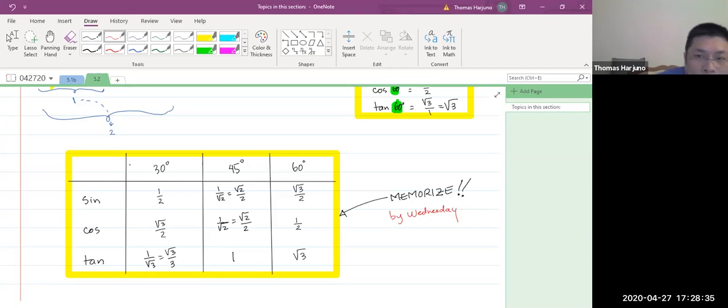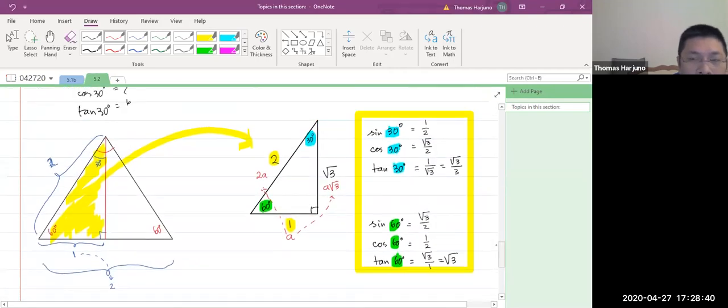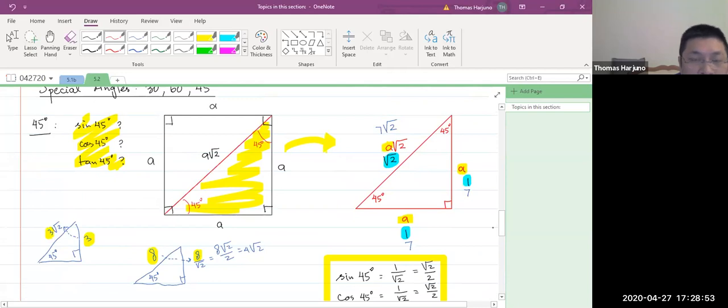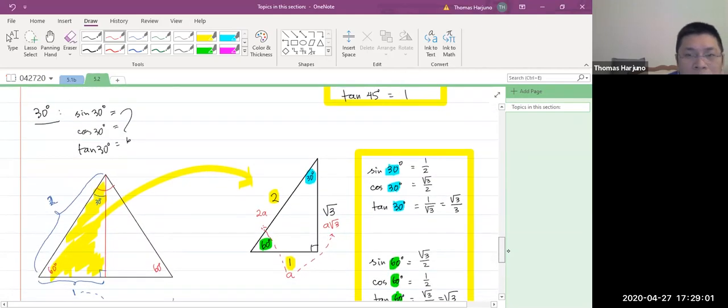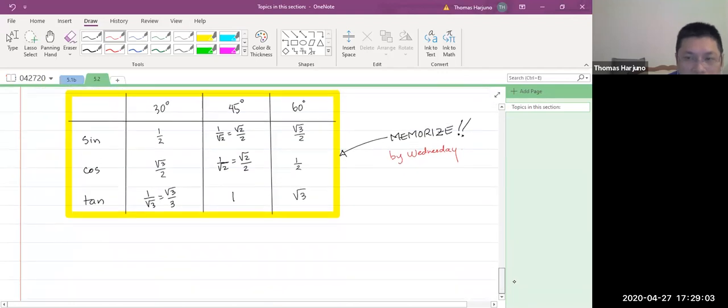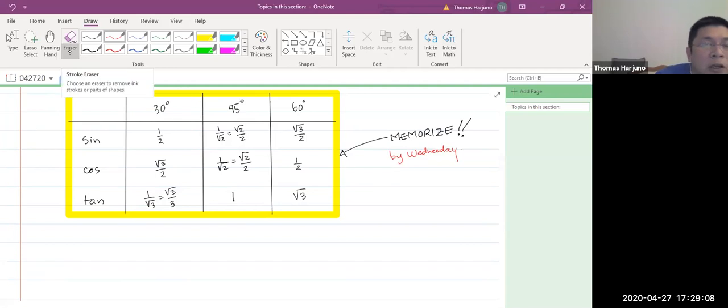Now to help you to memorize, it will be much better if you take a look at how I derive the values. So remember this equilateral triangle that we bisect, and a square that we bisect. It helps you a lot in memorizing them. It's really about how to memorize them and put them in your subconscious though. The faster, the better. Now that's for the sine, cosine, tangent of the 30, 45, and 60 degrees triangles.